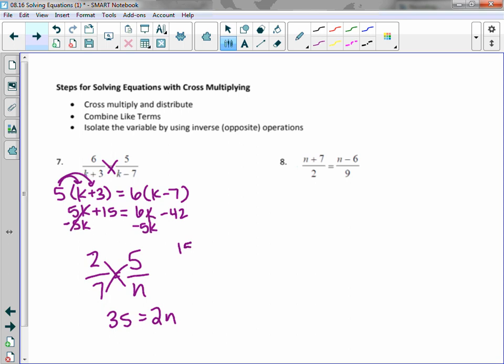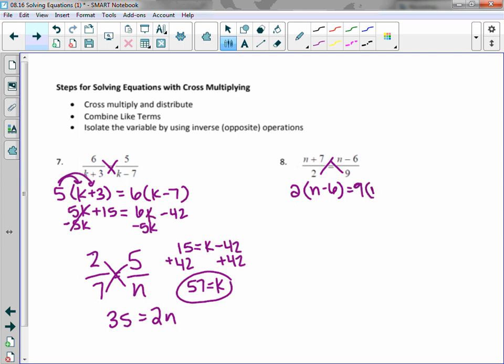All right. So now 15 equals, what's 6k minus 5k? 8k minus 42, you add 57. Good. Should I do the same thing for number 8? Yeah. What values would get distributed? The 2, and then 9 would go to n plus 7. Why don't y'all finish that one out for me?